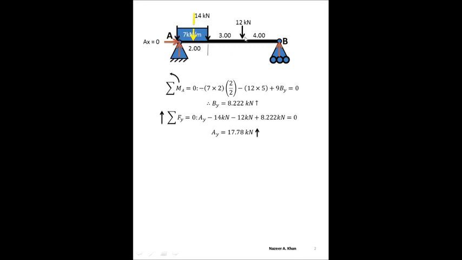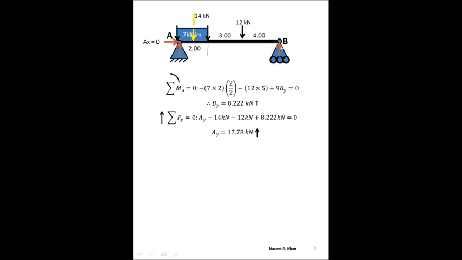When we look at the point load right here, again, we have a negative rotation. It's going clockwise. And we have a perpendicular distance to that line of action. That line of action is 2 plus 3, which will give you 5. So minus 12 times 5 will give you minus 60.